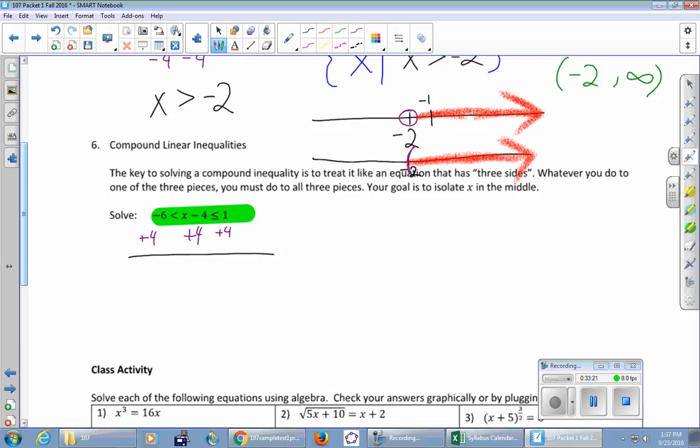On the left-hand side, -2. That less than symbol, does it change direction like before? No, never with addition or subtraction. Keep it. In the middle, what do you get? X, right? That was the point, to get rid of that -4. That less than or equal to symbol gets copied, and then 5. So there you go.